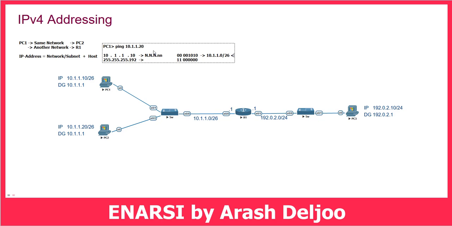10.1.1.0/26 is the network ID of the IP address of, for example, PC1, or the network address. We call it network address or network ID. Both of them are the same.